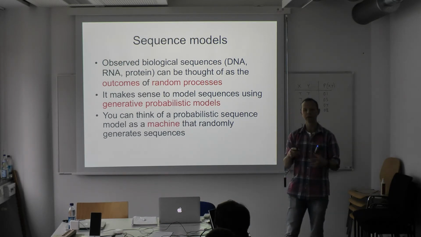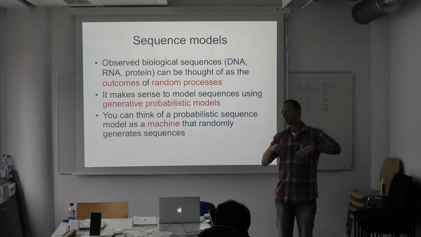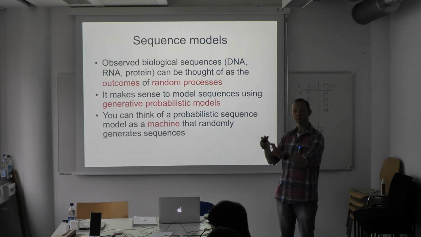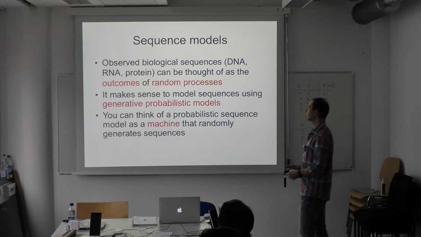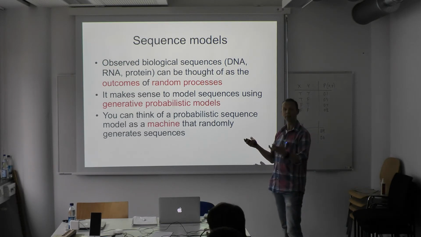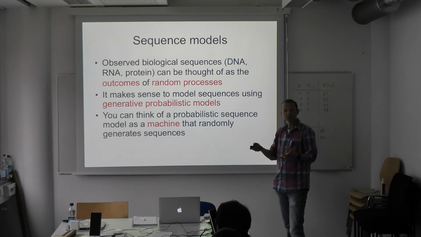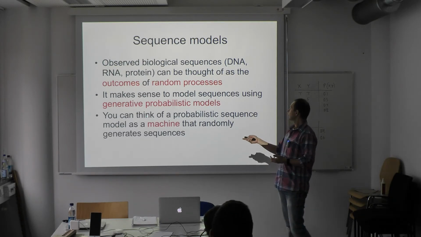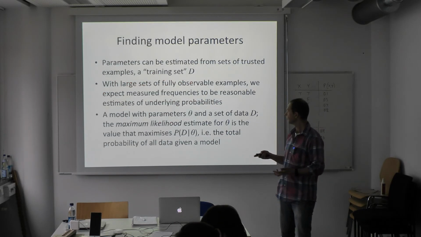So this is how we're going to think about this. We have the monkey typing on the typewriter and perhaps accidentally reproduces the works of Shakespeare. Here we're going to have a monkey typing biological sequences and they happen to be something of biological significance. We'd like to think of that monkey as our model here. So we're going to fine-tune the brain of the monkey so that it generates the sequences that it has seen. And perhaps beyond that. You can think of a probabilistic sequence model as a machine that randomly generates sequences.